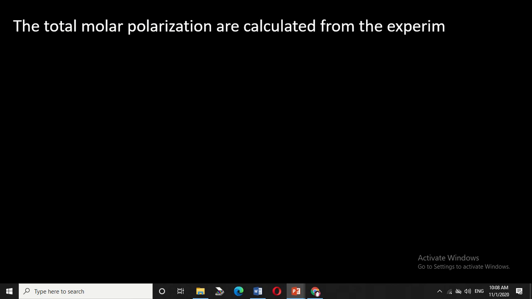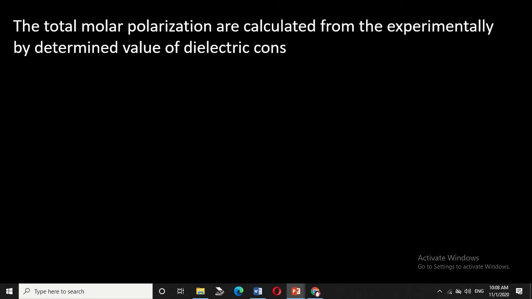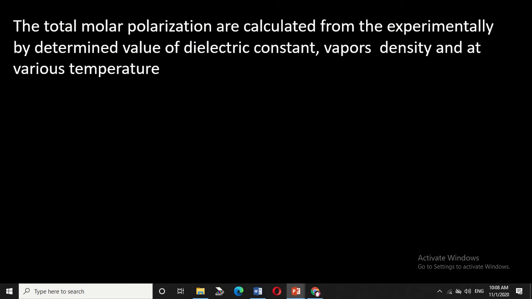Now, first, the total molar polarization is calculated experimentally by determining the values of dielectric constant, vapor density and various temperatures of a given vapor system.